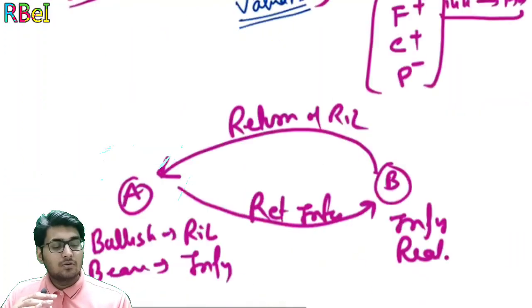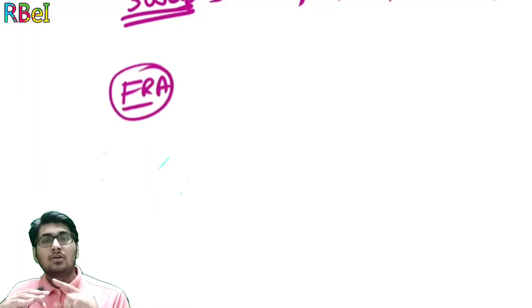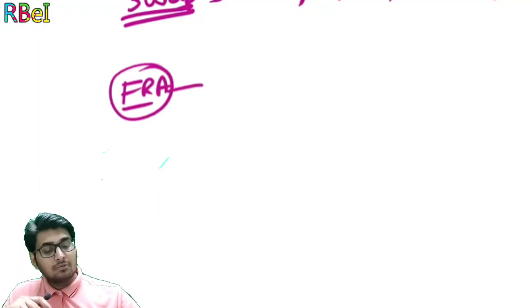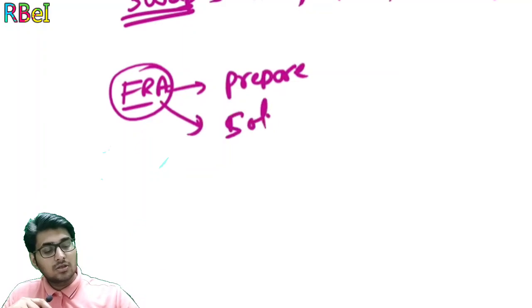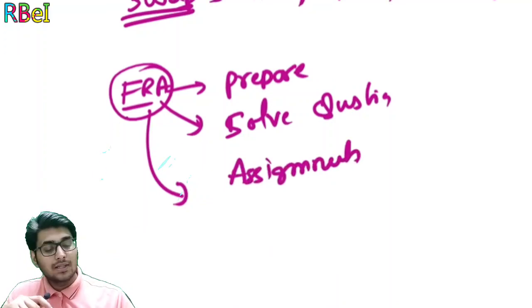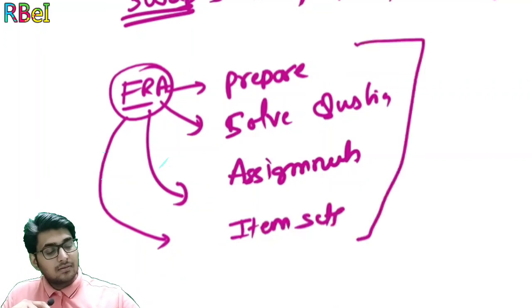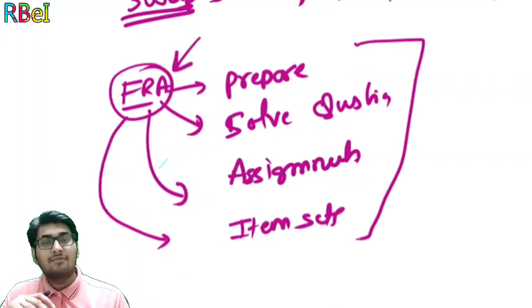Now the pattern of study which you need to follow is this: suppose you are watching a class on FRA, so while watching the class, make sure that you prepare your notes and solve all the class questions. Apart from the class questions, I am going to give you some assignments to solve, and simultaneously we will work on some item sets. Clear? So once you are done step by step, trust me, your FRA is going to be very strong.